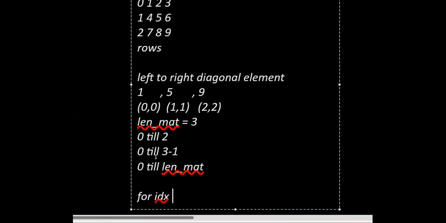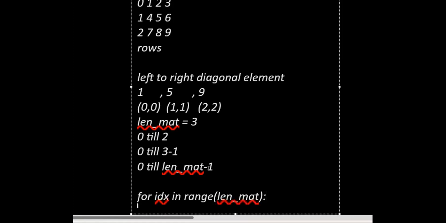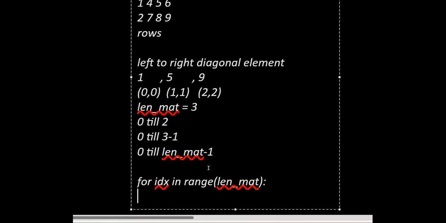So for index in range of, from where am I starting? 0. So we don't even need to provide the start, it will obviously pick 0 as the start. And where are we stopping? We are stopping at length of matrix minus 1. Then we need to provide the stopping index, that is length of my matrix. So it will go up to length of matrix and stop at length of matrix minus 1.